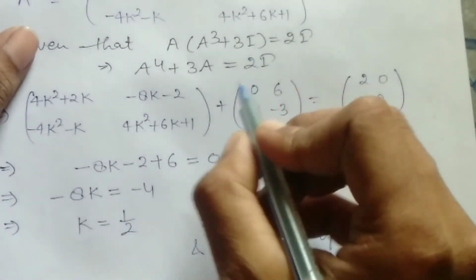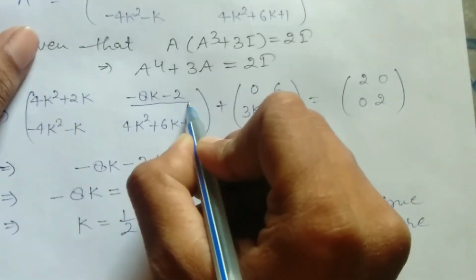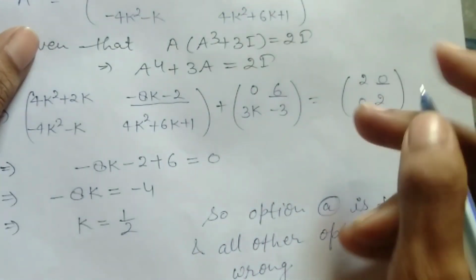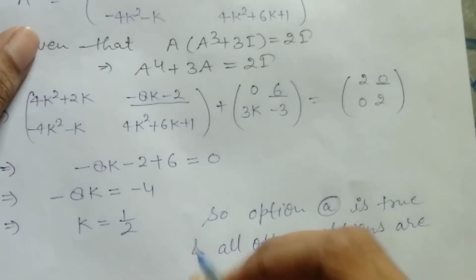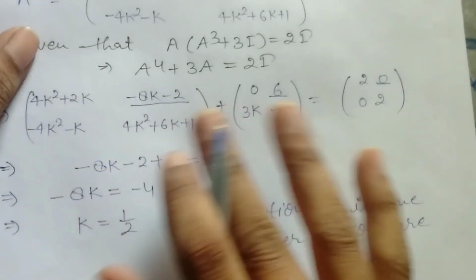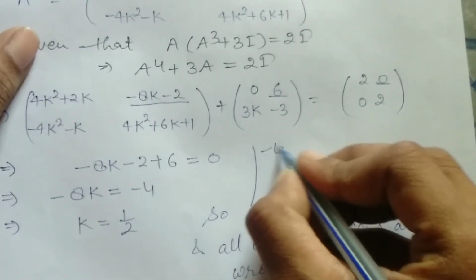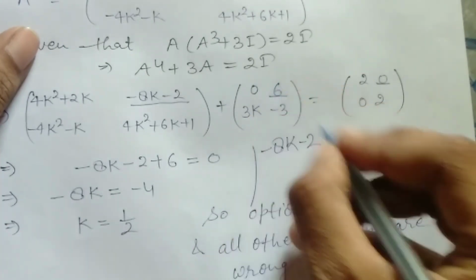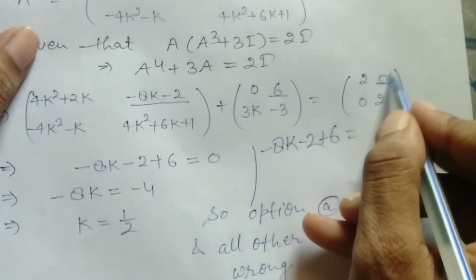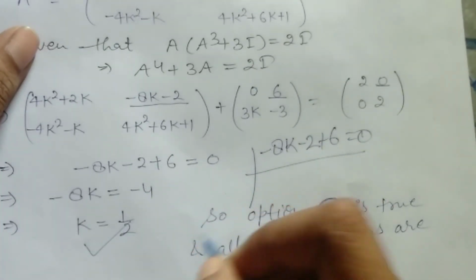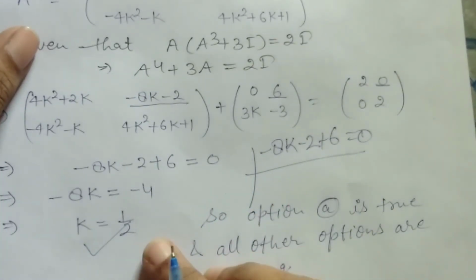We are finding the value of k. If we evaluate the a22 element on the left-hand side, it is equal to the a22 element on the right-hand side, that means equality of two matrices. So in compact form we write this: minus 8k minus 2 plus 6 is equal to the right-hand side a22 element, which will be 0. Simplifying this we will find k is equal to minus 1 by 2. So option B is the true option and all other options are wrong. Thank you so much.